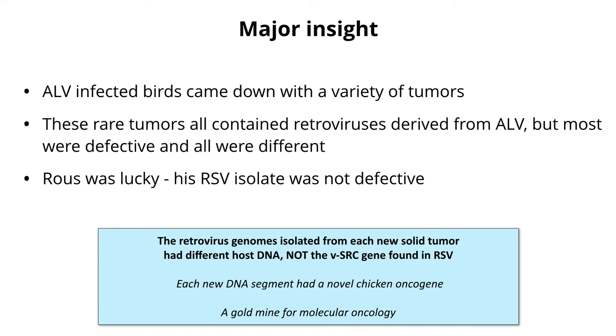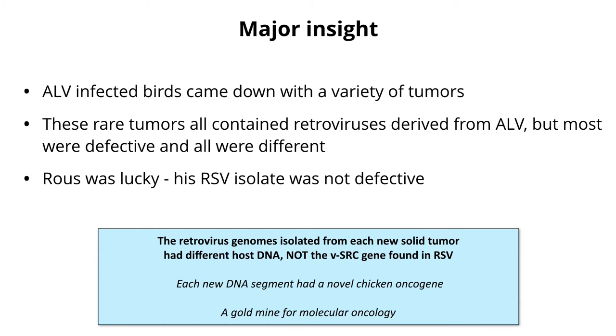Okay, so here was their insight. Birds come down with a variety of tumors, not just sarcomas. They develop other tumors as well as they age. And these tumors all have retroviruses in them that are derived from avian leucosis virus. Most of them are defective, as I told you, and they're all different. These viruses have all picked up different genes, as you will see in a moment.